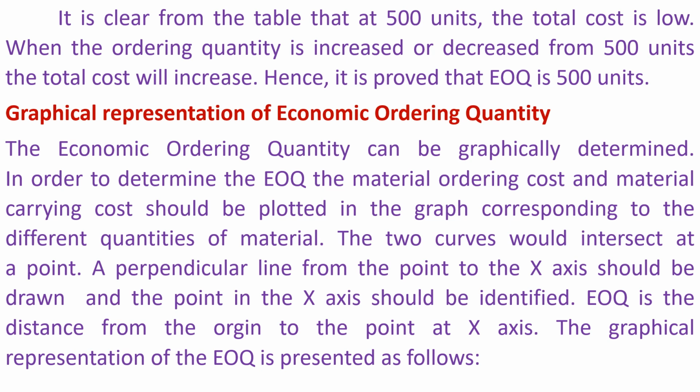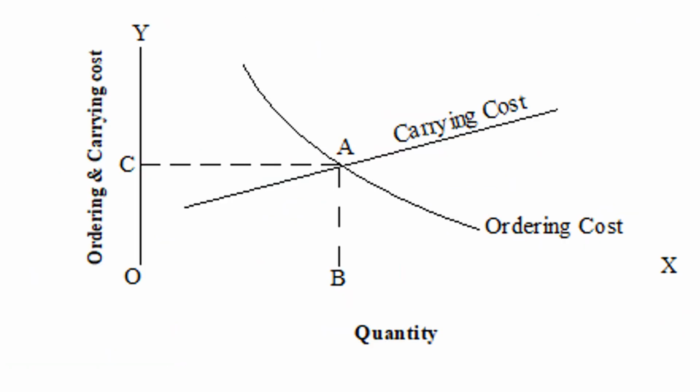Graphical representation of economic ordering quantity. The economic ordering quantity can be graphically determined. In order to determine the EOQ, the material ordering cost and material carrying cost should be plotted in the graph corresponding to the different quantities of material. The two curves would intersect at a point. A perpendicular line from the point to the x-axis should be drawn and the point on the x-axis should be identified. EOQ is the distance from the origin to the point on the x-axis. The graphical representation of the economic ordering quantity is presented here.